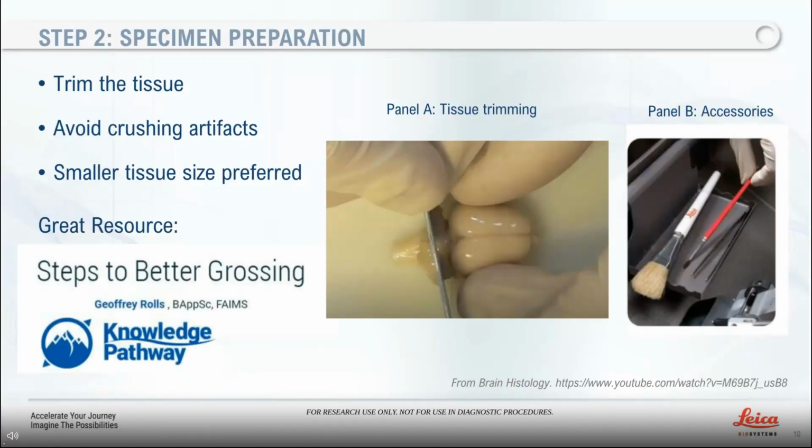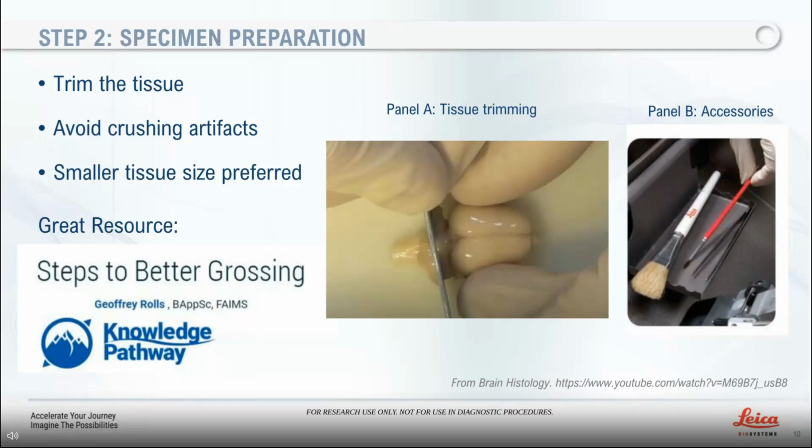Step number 2, specimen preparation. Immediately before cutting, samples should be grossed or trimmed with a razor blade. Avoid crushing artifacts by gently but firmly securing the specimen while cutting. This enables easy mounting onto the cutting device. A smaller size is preferred as it can be frozen faster than a larger size.